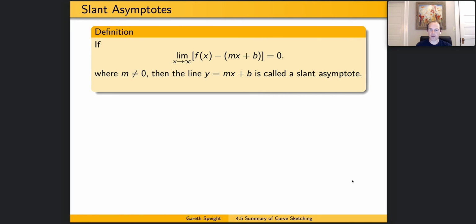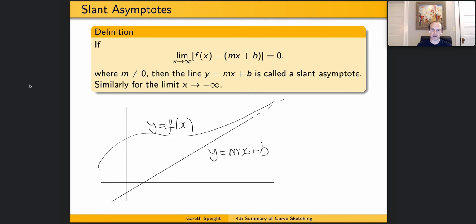A diagonal line has the form y equals mx plus b for some constants m and b. So we look at the difference between f of x and mx plus b, the difference between the equation of the curve and the equation of the line. If that difference goes to 0 as x goes to infinity or as x goes to minus infinity, then we say the line y equals mx plus b is a slant asymptote. Here I didn't want to write both, but there is nothing special about x going to infinity. We could approach something else as x goes to minus infinity, and that would also be a slant asymptote. So there could be 0, 1, or 2 of these asymptotes.